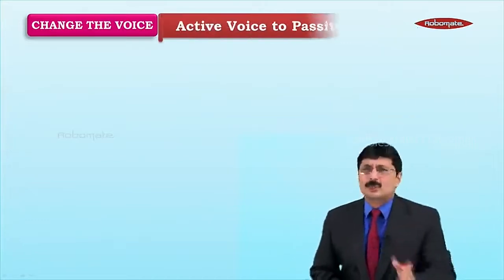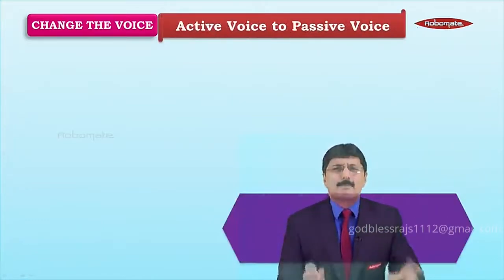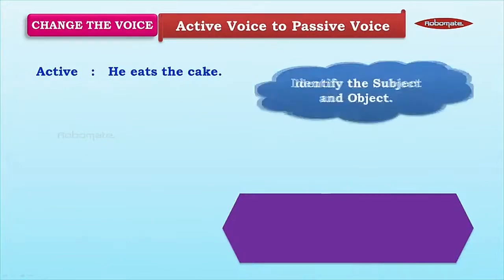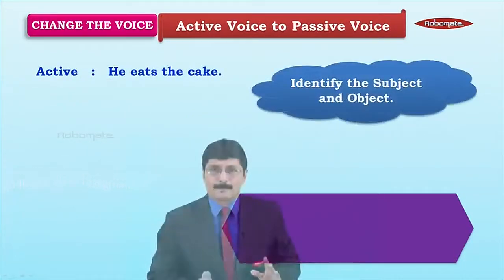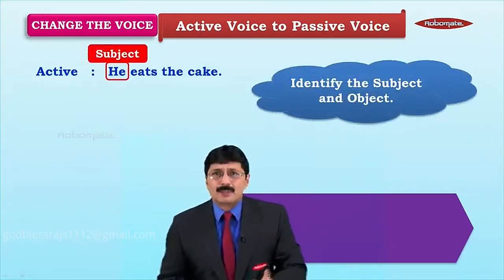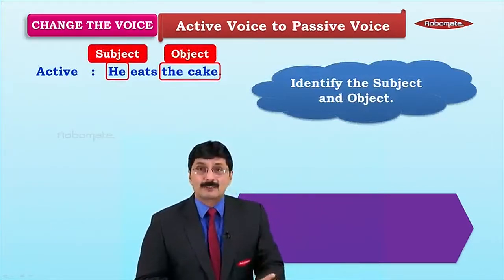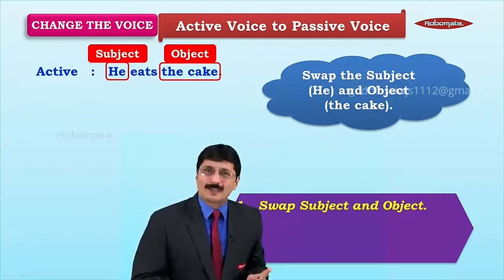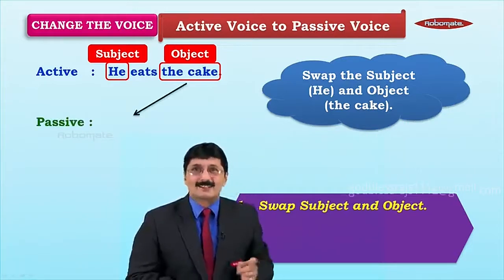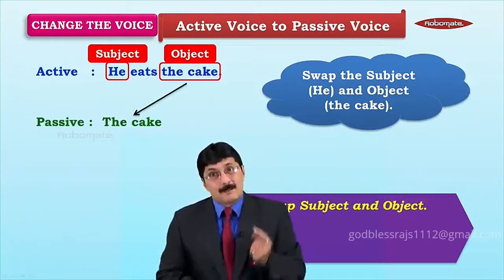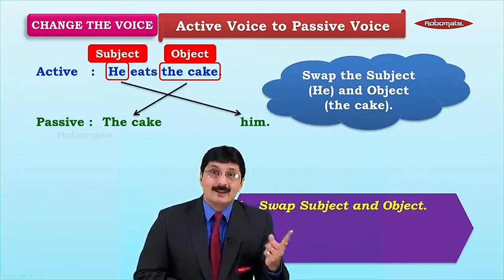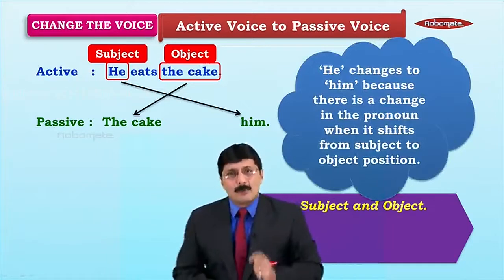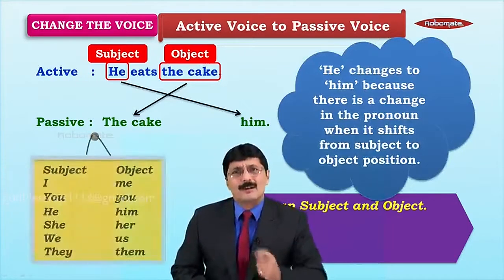So how can we be sure of that? I'm going to give you simple steps, my dear friends. Let's have a look at the sentence again. He eats the cake. Identify the subject, identify the object. Step 1 is going to be swap the subject and the object. Exactly. So that's what we are doing. The cake becomes subject and he goes into object and becomes him. Absolutely. He is a pronoun. That is why it changes to him.